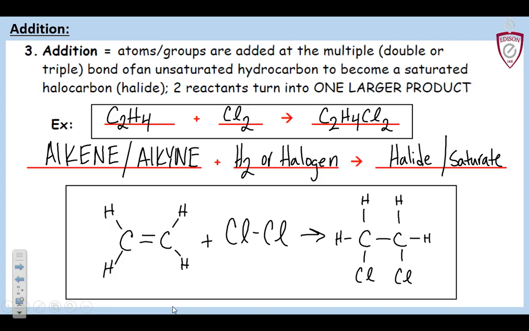I like to say that you're adding across the double bond with a diatomic element. And that's the other thing. It's always going to be a diatomic element that's one of your reactants. And that's why we don't see the alkynes as much, because we don't have triatomic elements. No, with the alkynes, you do this twice. So you'd get addition across the triple bond and then another addition across the double bond, and you would end up being saturated, or a halide with four chlorines on it. You're not going to see that one. Know this one. That's it. Moving on. Notice, one product.